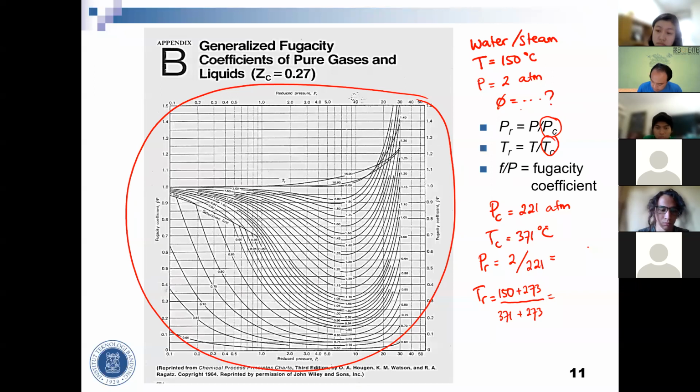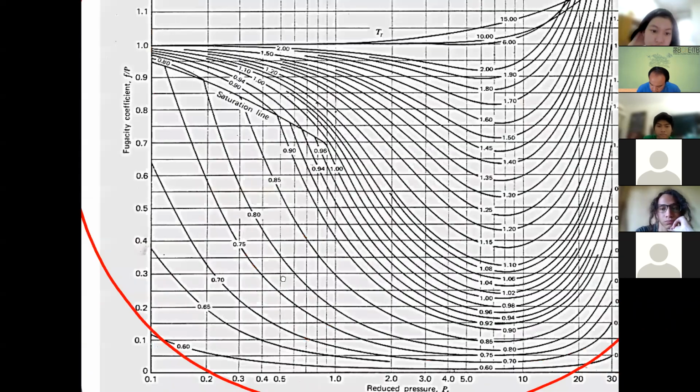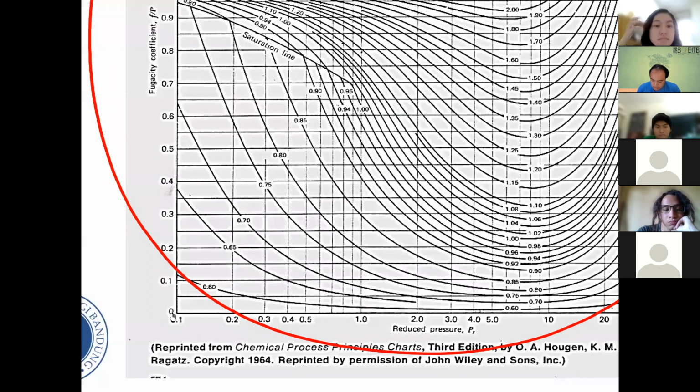The PR is 0.009. 0.009. And TR? How about the TR? I think the TR is 0.657, sir. 0.657. Okay, we need to find the PR at first. The PR is 0.009, it's lower than this one.